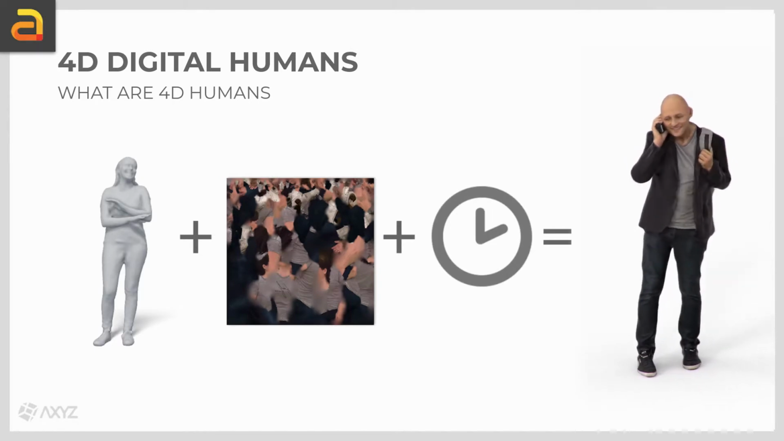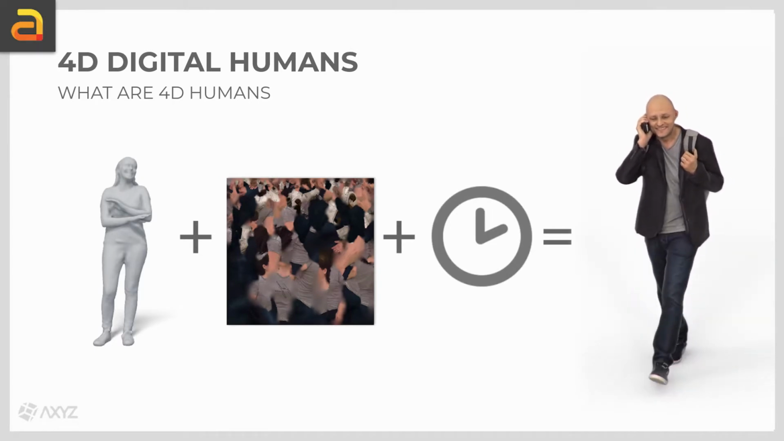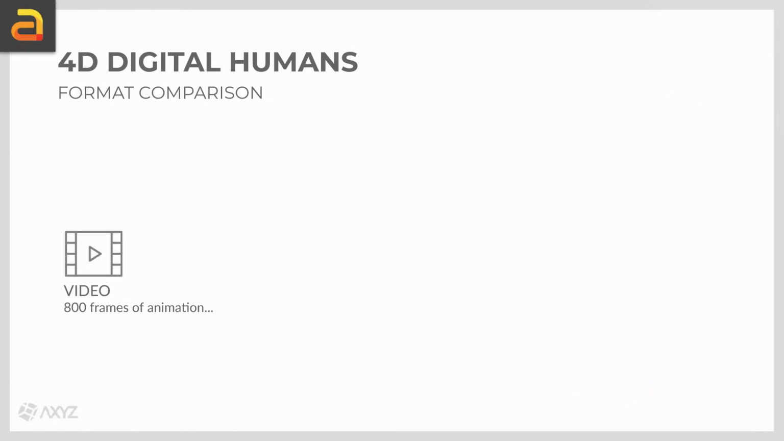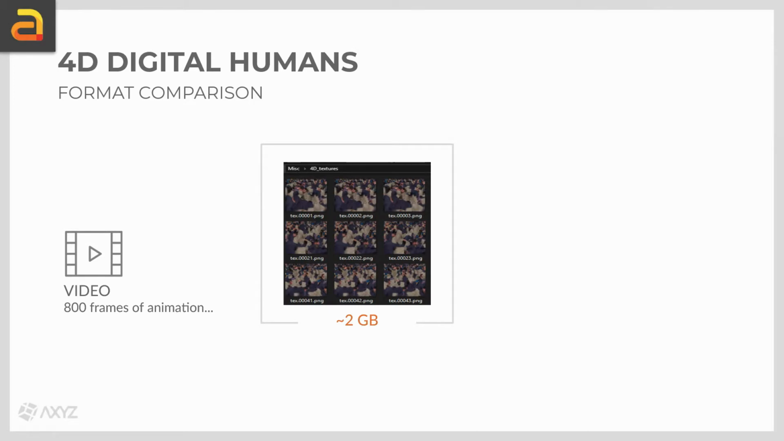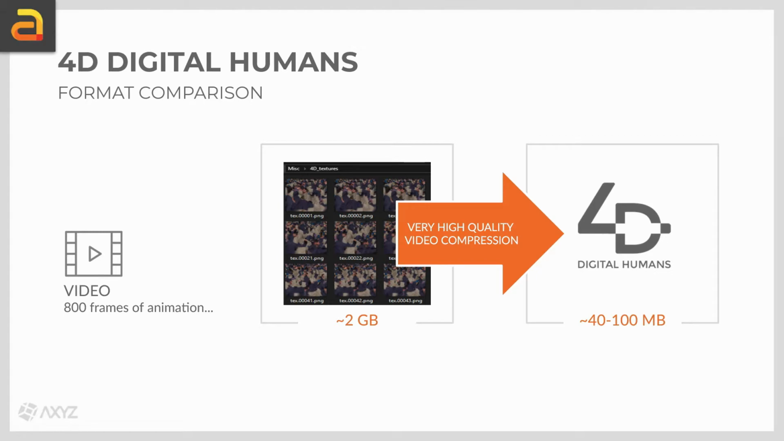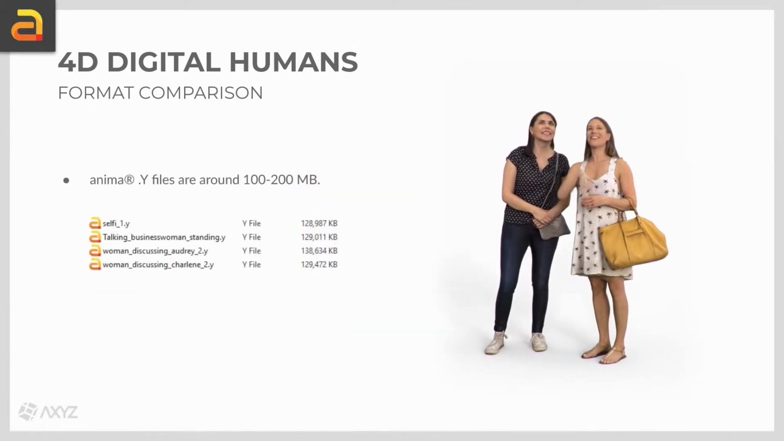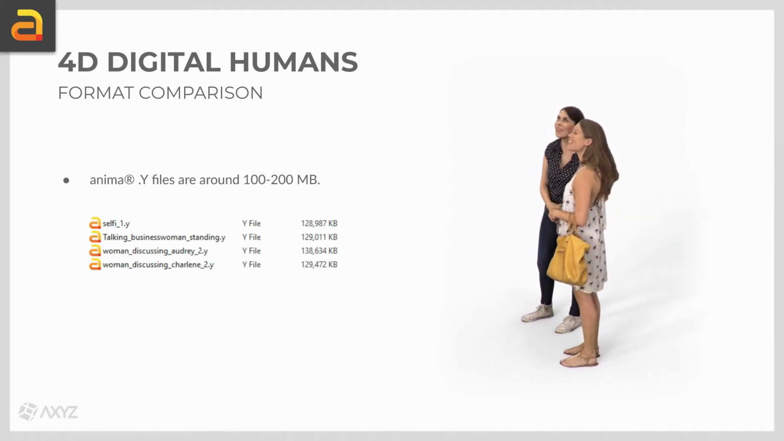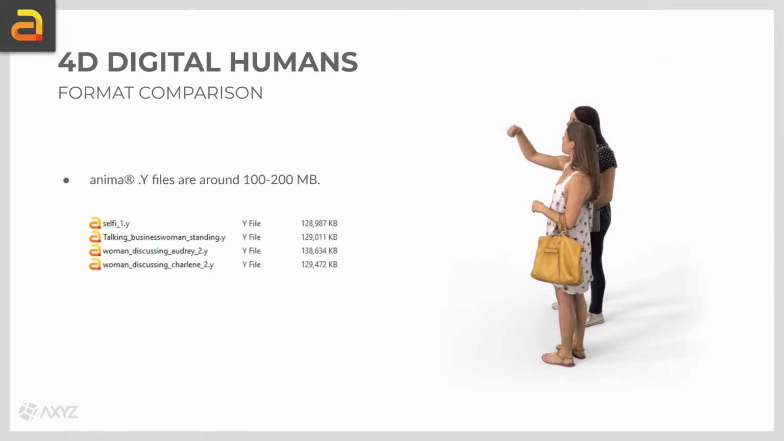Of course, this means a lot of data to be captured and, more importantly, stored. To achieve this, a new data compression codec has been developed. For instance, an 800 frames animation takes around 2 GB of space. The new codec compresses it to around 40 to 100 MB. Anima files are around 100–200 MB, a great quality for such a small size.